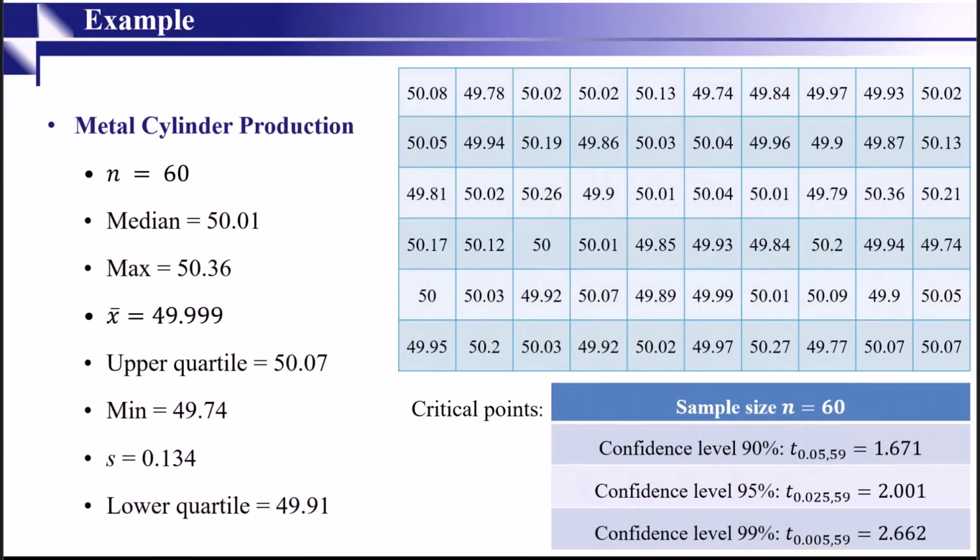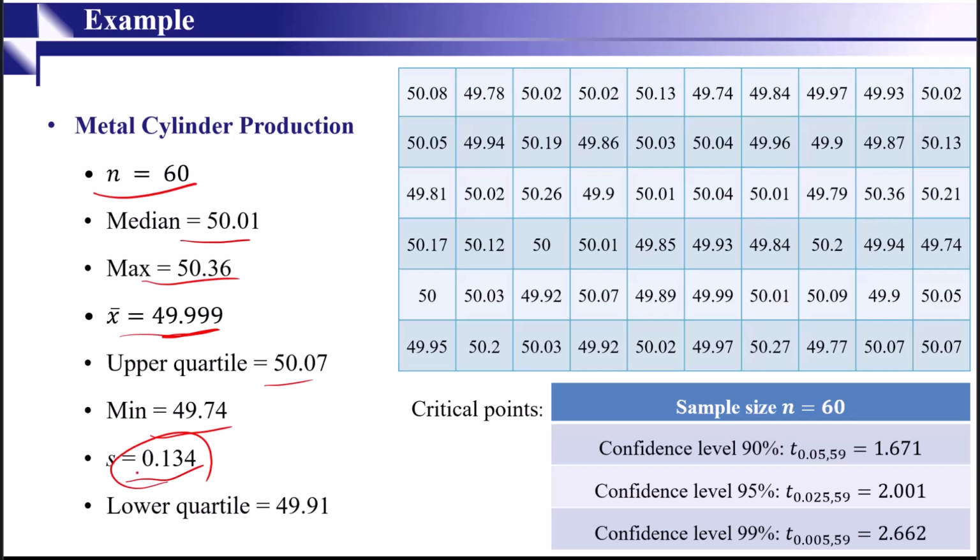So let's see one example to better understand what we learned so far. Consider this data set. These are 60 measurements of a metal cylinder. So n is equal to 60, the median is 50, the maximum value is 50.36, the mean, the sum of all divided by 60, is 49.999, the upper quartile is 50.07, the minimum value is 49.74, and the standard deviation, that is, the square root of the sum of each value minus the mean squared, divided by n minus 1, is equal to 0.134, and the lower quartile is 49.91. So the population may be the set of all cylinders produced by that company.